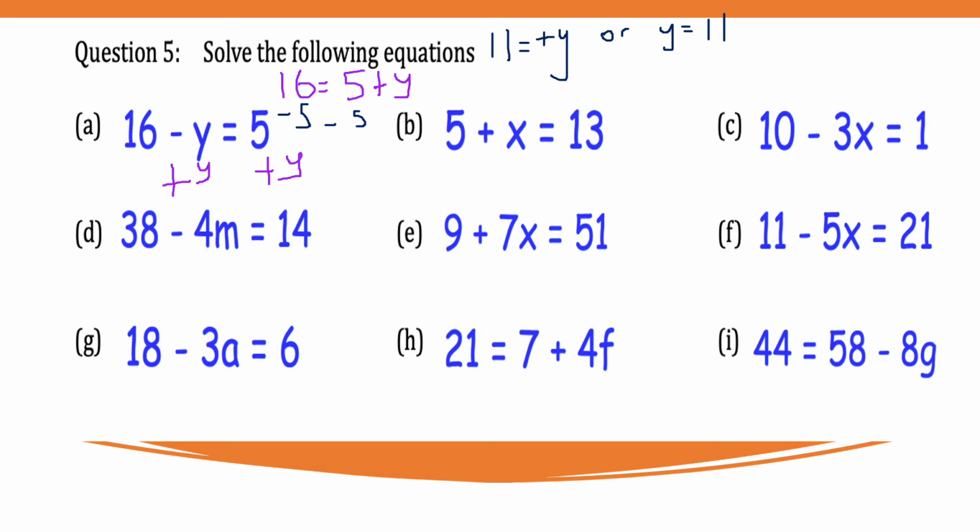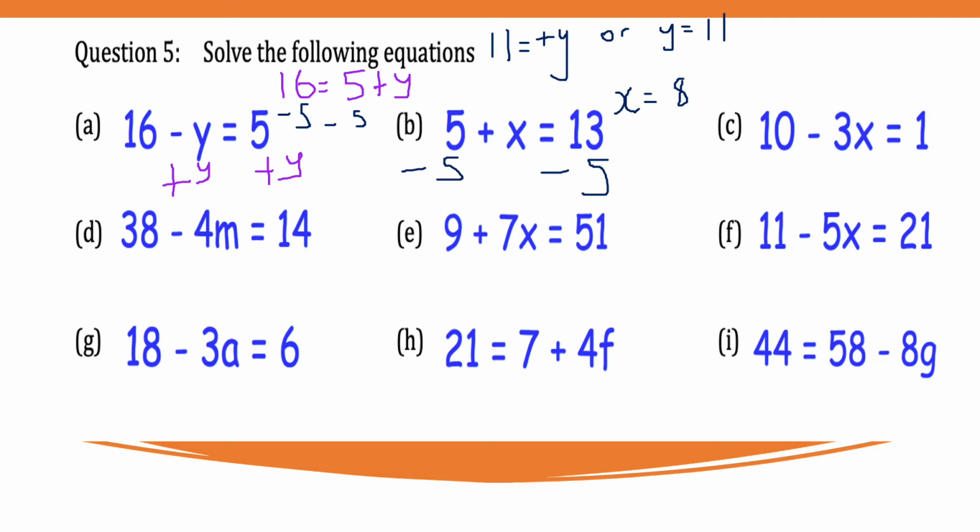Okay, part B, 5 plus x is equal to 13. So if I subtract 5 on both sides, I'm going to get that positive x is equal to 13 take away 5, which is 8. Okay, part C, 10 take away 3x is equal to 1.